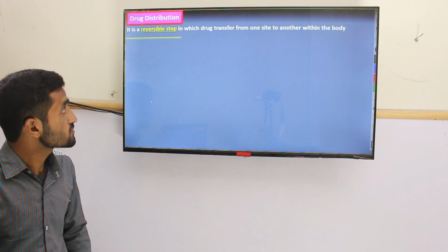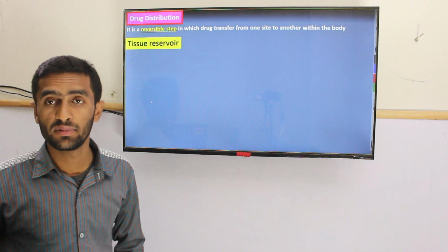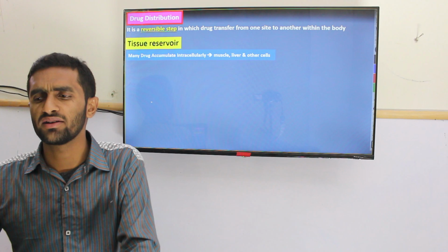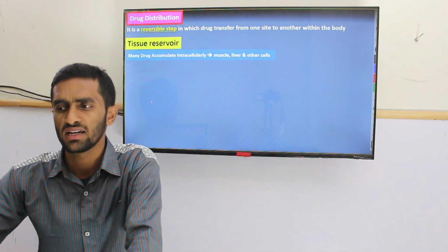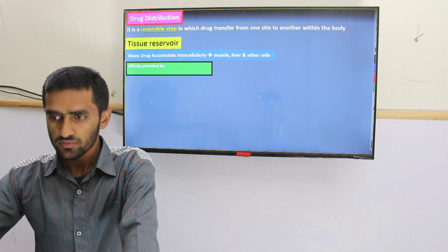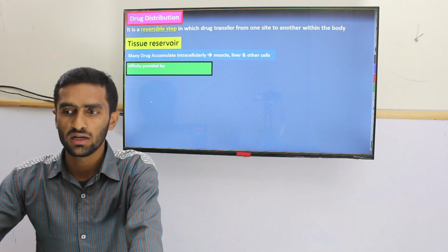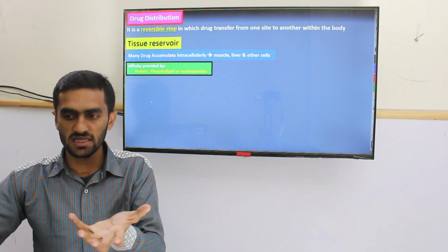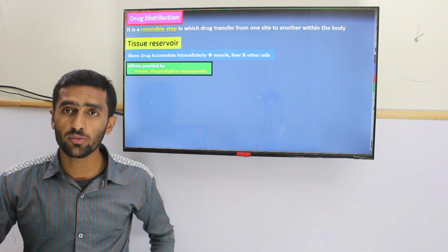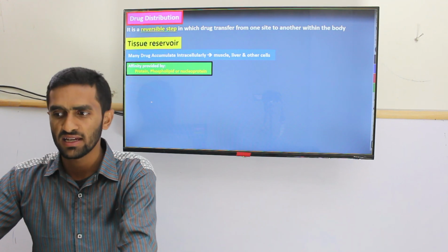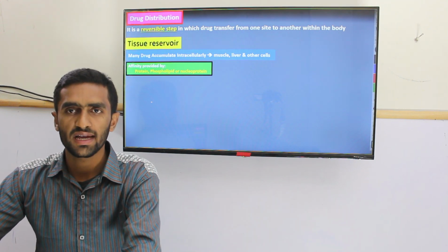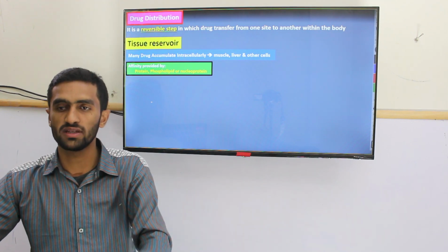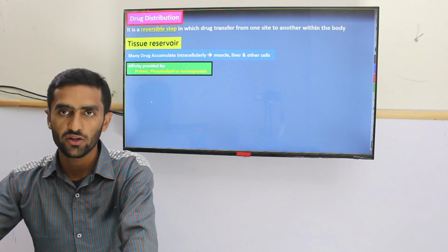Okay, now the next step, which is the tissue reservoir. Many drugs accumulate intracellularly in the muscle, liver, and other cells, depending upon the affinity for protein, phospholipid, and nucleoprotein. These factors, which are present in the cell, in the muscle, in the liver, actually take up this drug, and your drug is bound with these components.